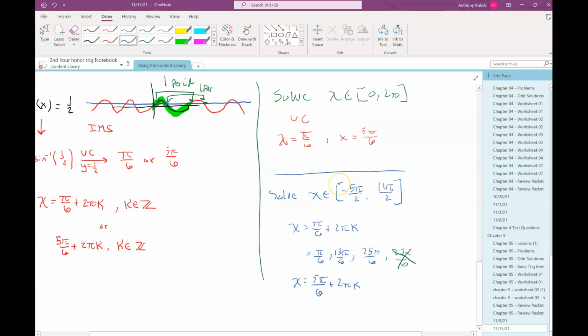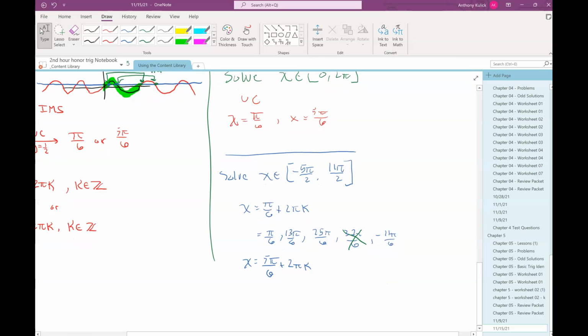But I can also have negatives, so I should subtract as well. So if I do pi over 6 minus 2 pi, that gives me negative 11 pi over 6. So that's like negative 1 5/6. That's still bigger than negative 5 pi over 2, right? Negative 5 pi over 2 is like negative 2.5. This is a little more than negative 2, I guess, since it's negatives.